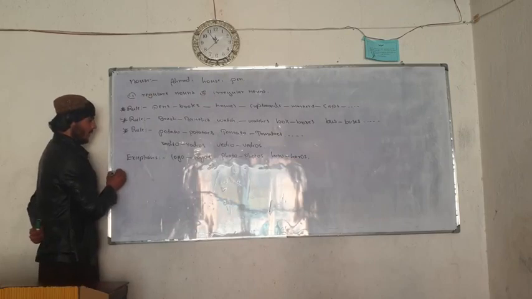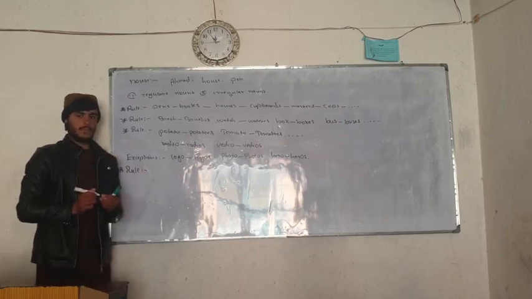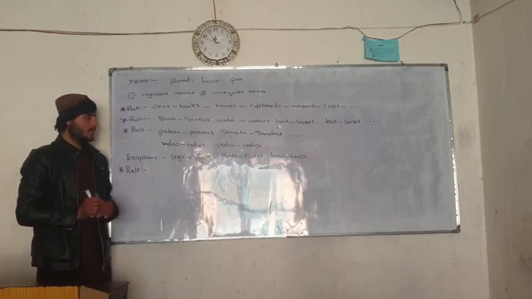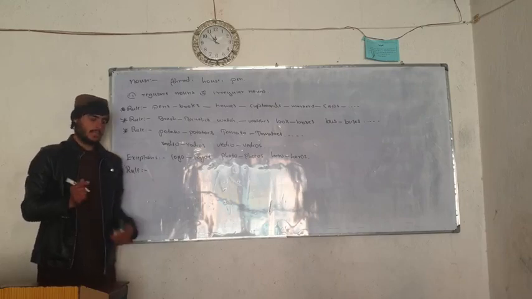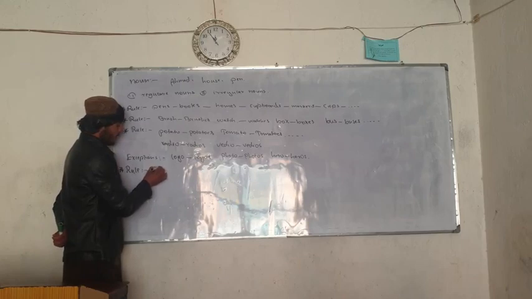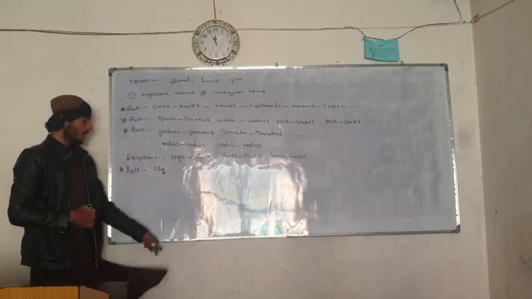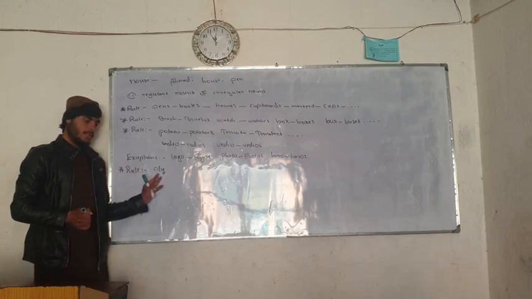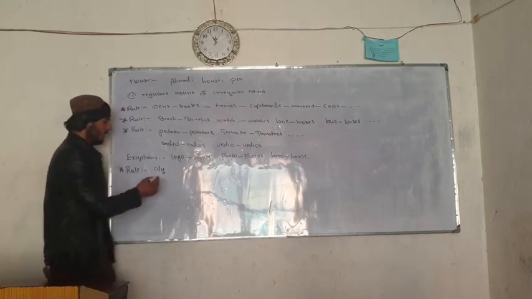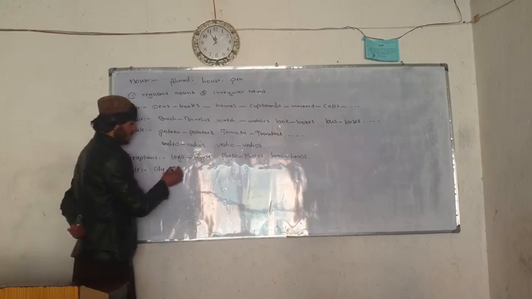In the fourth rule, if a noun ends with the letter Y, and before Y there is a consonant letter, we have to change Y into I and add ES at the end, like city. Here this noun ends with Y, and before Y there is a consonant letter, so we have to change Y into I and add ES at the end, like cities.